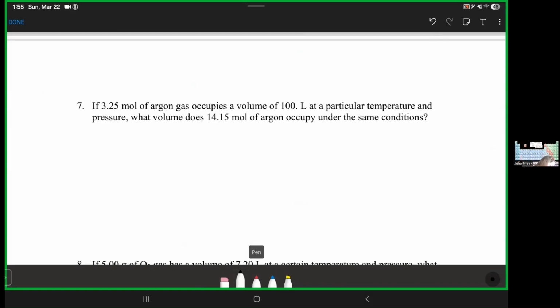Okay, so on this one, I've been given a number of moles of a gas, been given a volume at a particular temperature. They didn't tell us what temperature, particular temperature and pressure. They didn't say what volume. There's my question, and there's my moles.